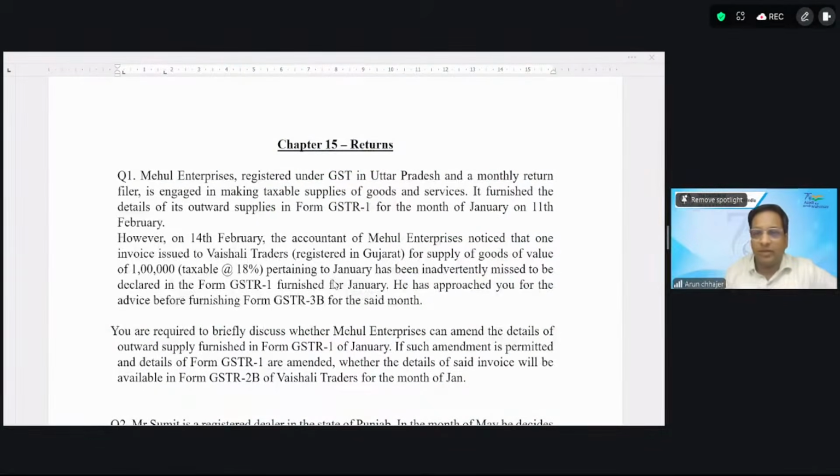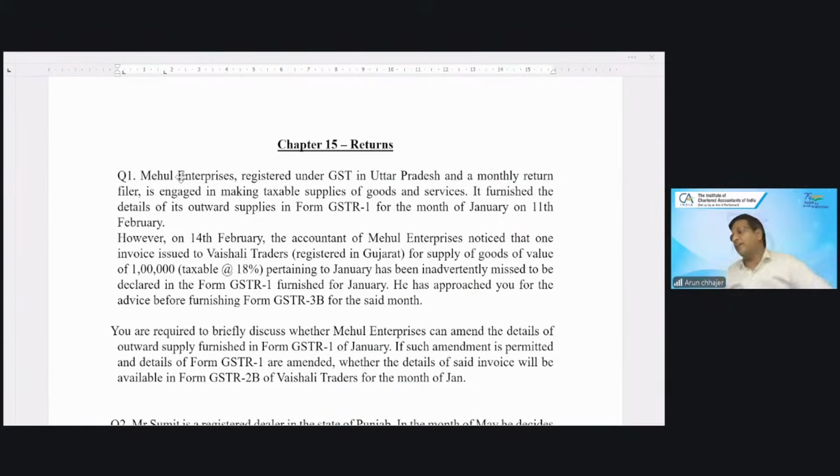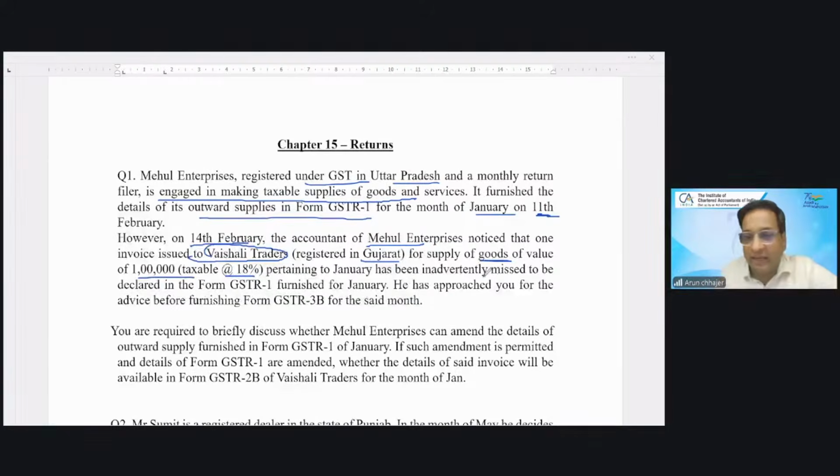No problem, beta. Everyone kindly read question number one. Time is short, so let me read. Mehul Enterprise is registered under GST in UP, is a monthly return filer, and is engaged in making taxable supply. It furnished the GSTR-1 for January on 11th. On 14th, the accountant of Mehul noticed that one invoice issued to Vaishali registered in Gujarat for supply of goods of value 1 lakh taxable at 18%, pertaining to January, has been inadvertently missed to be declared in the R1. He has approached you for advice.